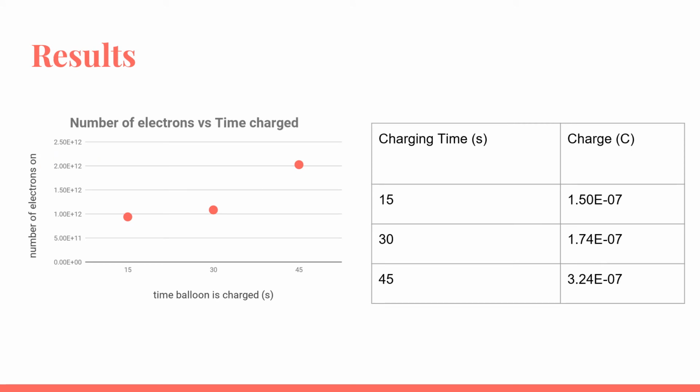As for our results, when we charged the balloon for 15 seconds, the charge was about 1.5 times 10 to the negative 7 coulombs. Charging for 30 seconds, about 1.74 times 10 to the negative 7 coulombs. And when we charged for 45 seconds, it jumped up a little bit to 3.24 times 10 to the negative 7 coulombs. On the left-hand side, we have a chart showing the number of electrons that were given off. It's a lot lower for 15 and 30 seconds, but it jumped up pretty high after the 45-second mark, showing that more electrons were transferred.